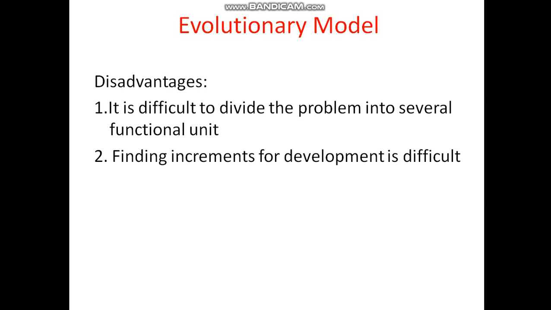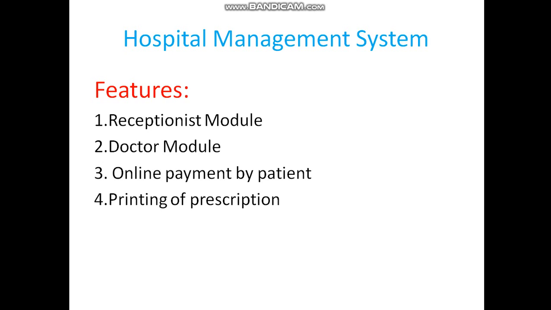Finding increments for development is also a difficult part, because even though we can develop each functionality separately, it is suitable for large systems, so integration and testing of the system is needed. That's why during development we have to put more effort into testing in the evolutionary model. In the same line, consider the hospital management system in view of the evolutionary model. Suppose these are the list of features which we have considered for hospital management.